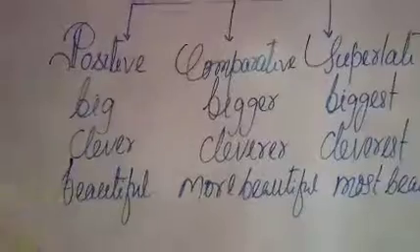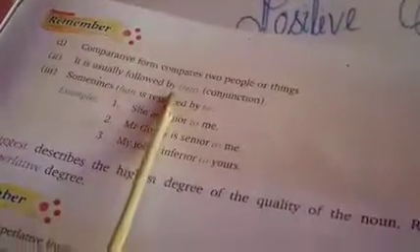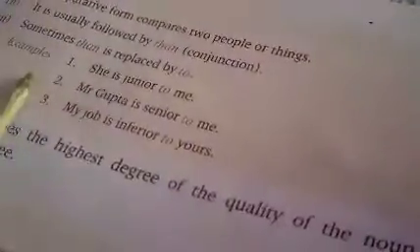Remember, comparative form compares 2 people or things. It is usually followed by than conjunction. Sometimes than is replaced by to. She is junior to, senior to, superior to, inferior to.